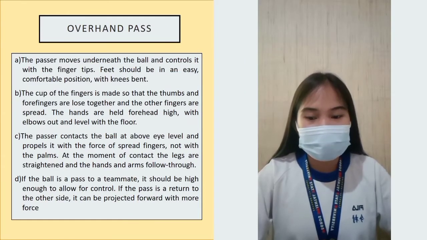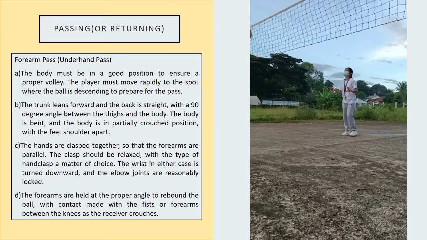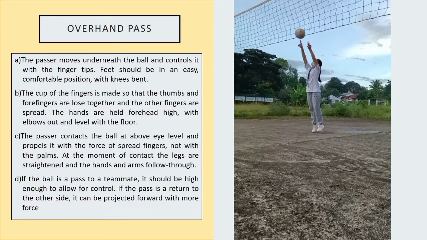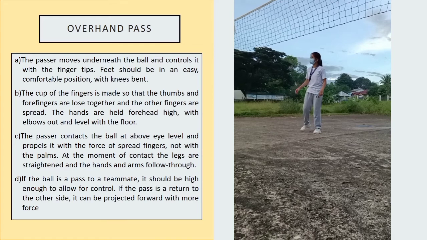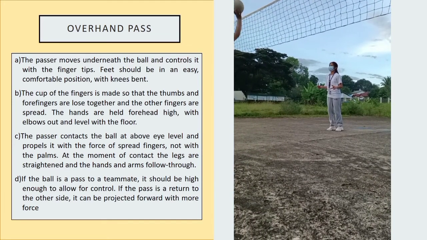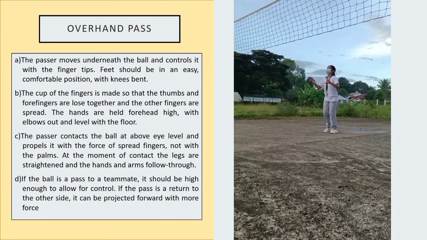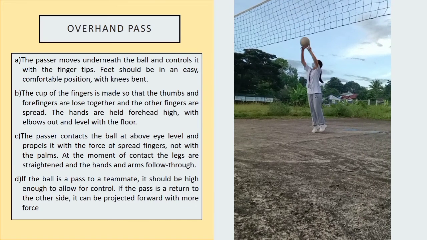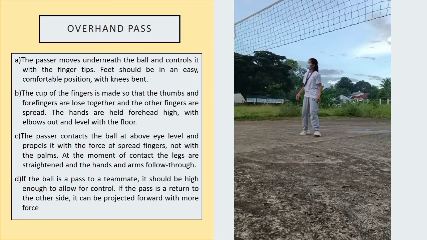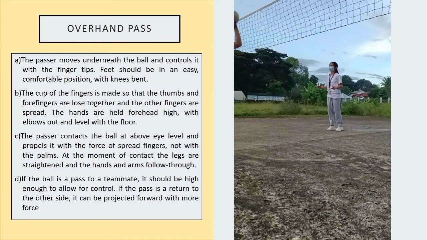Next, we have the overhand pass. The passer moves underneath the ball and controls it with the fingertips. Feet should be in an easy, comfortable position with knees bent. The cup of the fingers is made so that the thumbs and the forefingers are close together and the other fingers are spread. The hands are held high with elbows out and level with the floor.